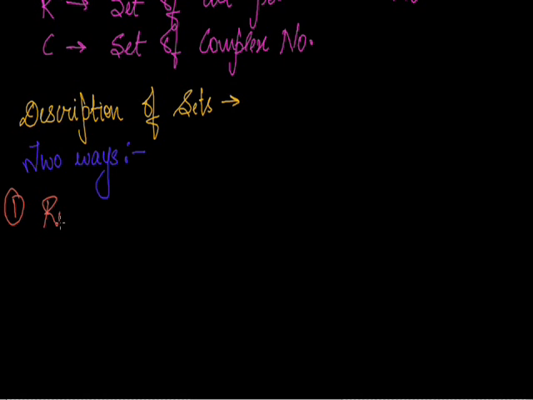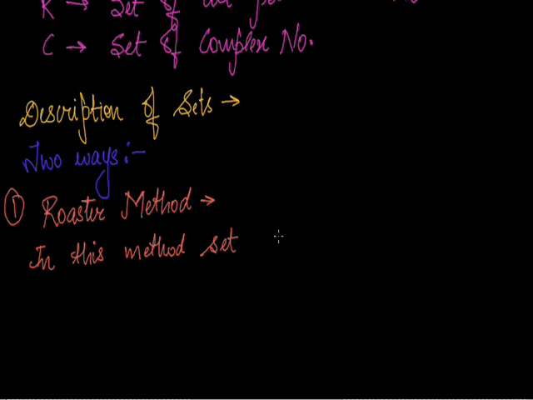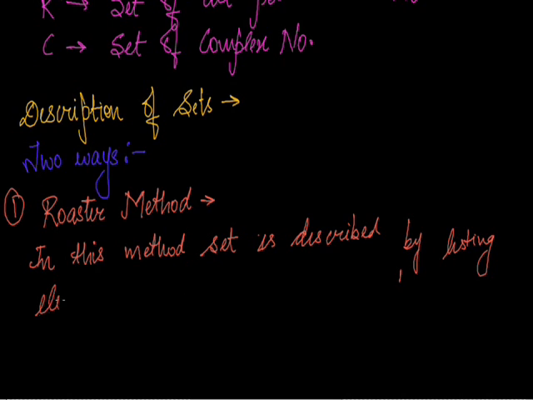The first one is the roster method. Okay, roster method. In this method, a set is described by listing elements separated by commas.